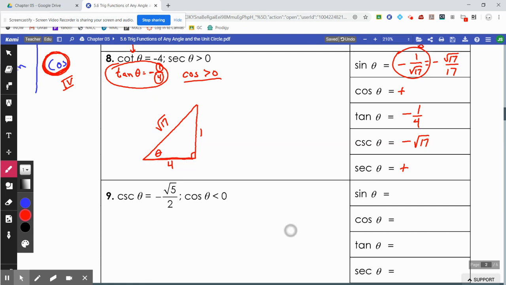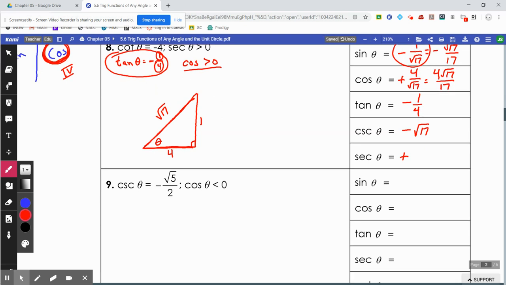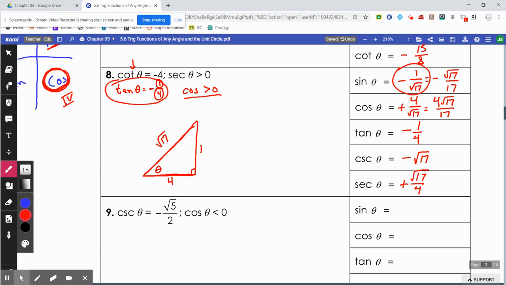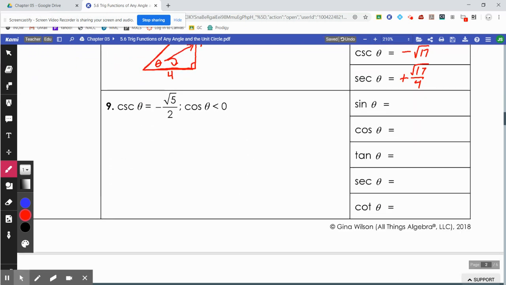That would be adjacent over hypotenuse, which is 4 over root 17. When you rationalize it by multiplying top and bottom by root 17, you don't have to put the plus sign. We know that it's positive if that's not there. To find the secant, we are going to flip that, so that'd be root 17 over 4. And I believe that's all the different pieces. You could find tangent. Again, we're given tangent, but the tangent would be opposite over adjacent, which is the 1 and 4.